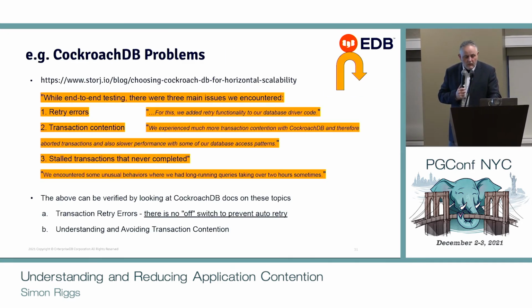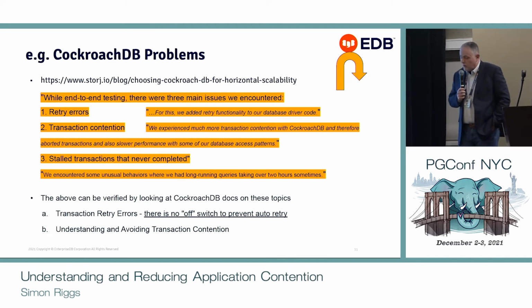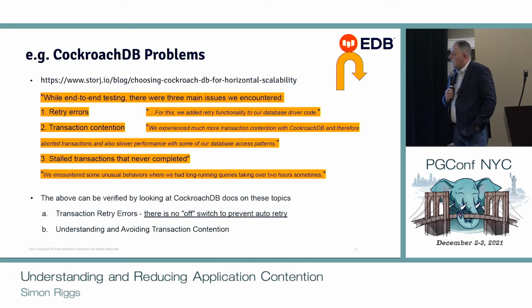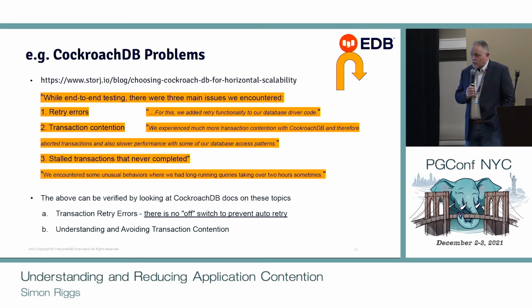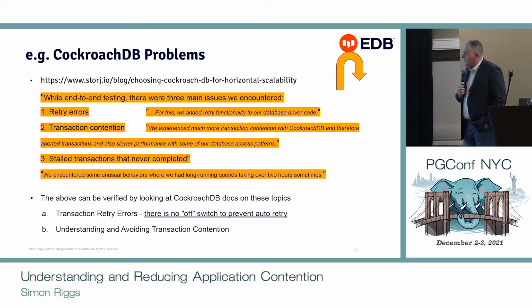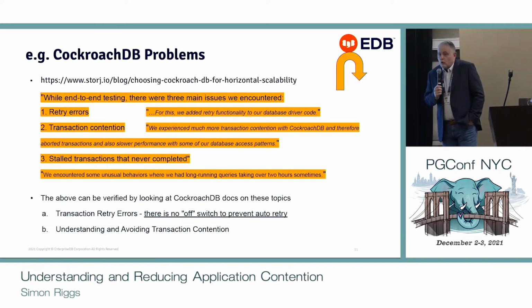Now, this is where I wanted to have a look at a system that advocates purely serializable transactions in all cases, okay? And what we have is some comments there from somebody that tried to get their application to work using CockroachDB, and we had to add retry error logic to the application to get it to work. And it says, we experience much more transaction contention with CockroachDB and therefore aborted transactions and also slower performance with some of our database access patterns. And we encountered some unusual behaviors where we had long-running queries taking over 2 hours sometimes, stalled transactions that never completed, okay?